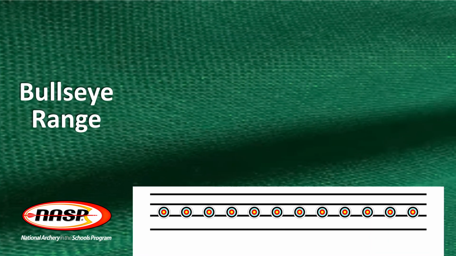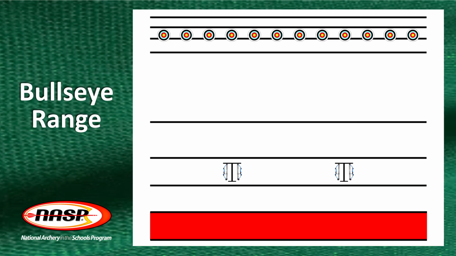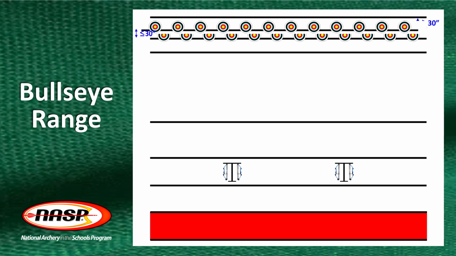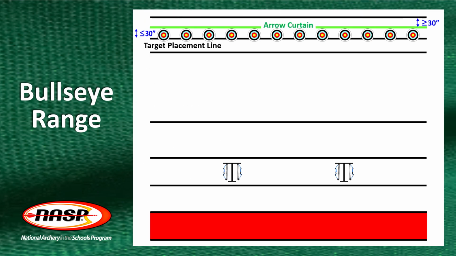Let's begin with an overview of a properly laid out NASP Bullseye range. First, you have an arrow curtain line placed at least 30 inches from any hard surface, such as a wall or bleachers. The next line, no more than 30 inches from the arrow curtain line, is the target butt line, or as we call it in NASP 3D, the target placement line. The next line is the target line. Then you have your 10-meter shooting line.